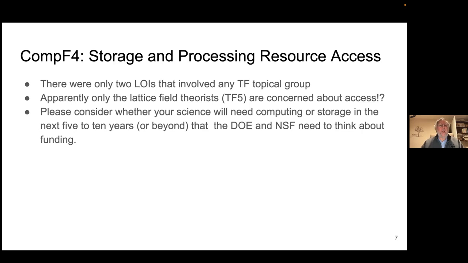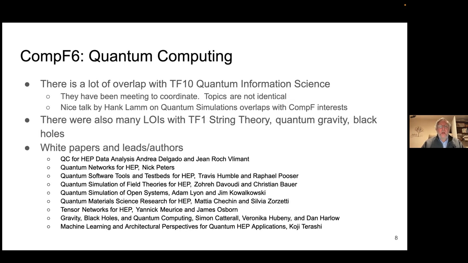Quantum computing in the computational frontier has a lot of overlap with quantum information science. There have been meetings between the two, some of which I have attended. Hank Lamb gave a nice talk on quantum simulations earlier in this meeting, and his talk showed some of the overlap with the computational frontier because he spoke about hardware. There are topics within quantum information science that will not be the focus of the computing frontier. There were many LOIs that involved TF1, string theory, quantum gravity, and black holes.